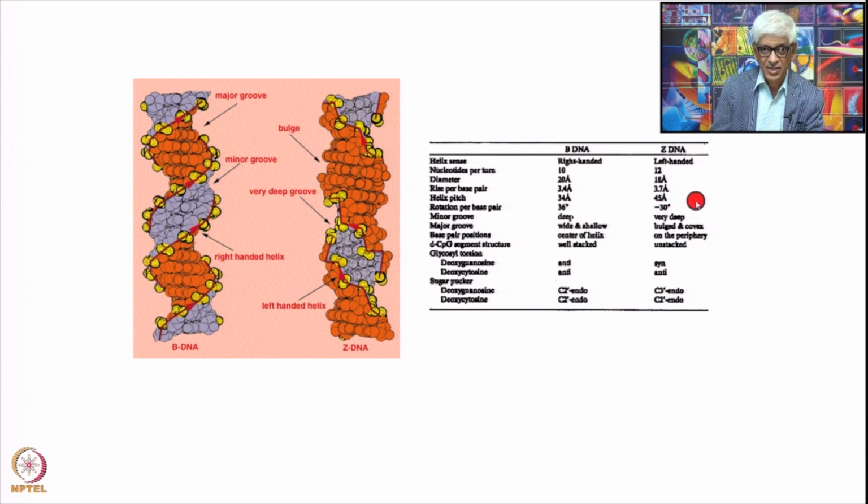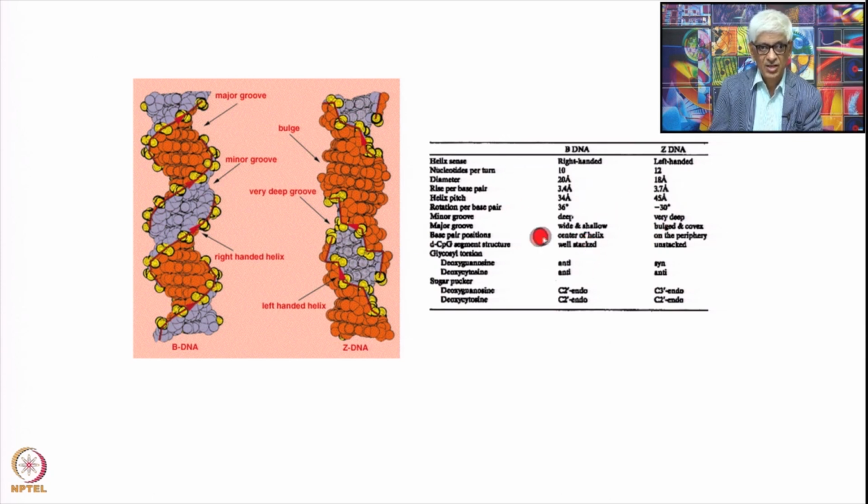What is minus 30 degrees? It has to go in the negative sense because it is a left handed DNA. If I take the right handed rotation as positive, the left handed rotation will be negative, and therefore it is minus 30, because 36 into 10 is 360 degrees, a complete turn, and minus 30 into 12 makes it 360 degrees.